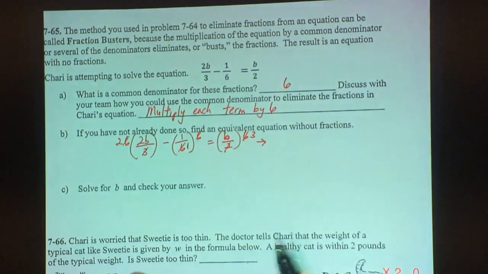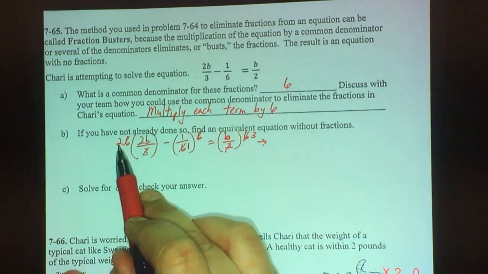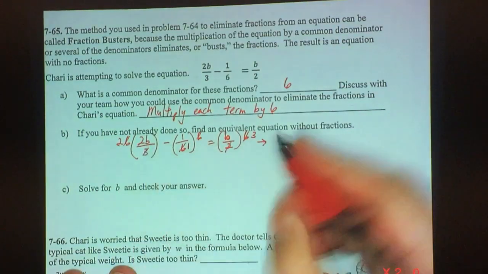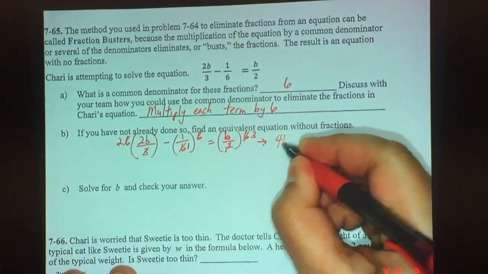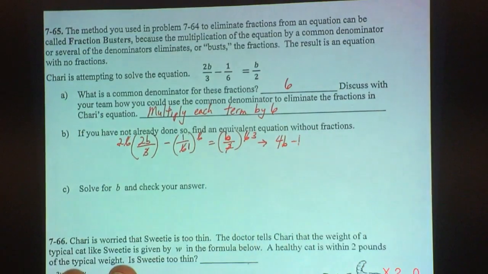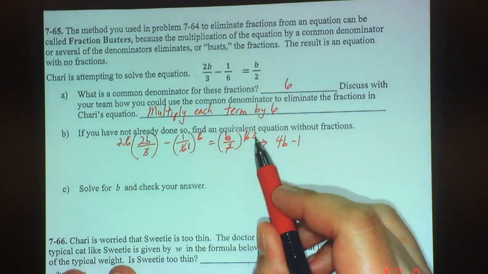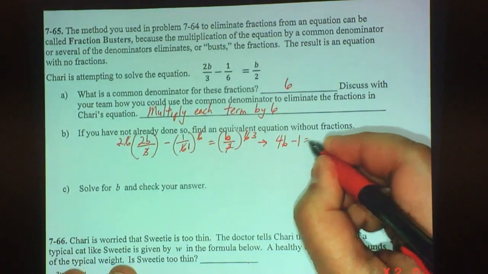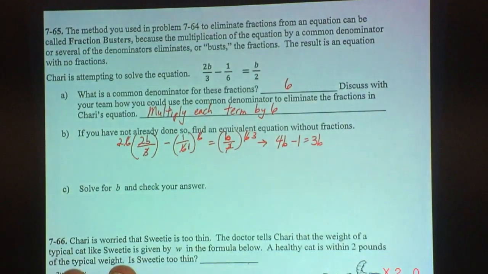Okay. So check it out. 2 times 2b is 4b. I think that's just 1. And then 3 times b is 3b. Wow, that's a lot nicer looking than the other one. Okay.